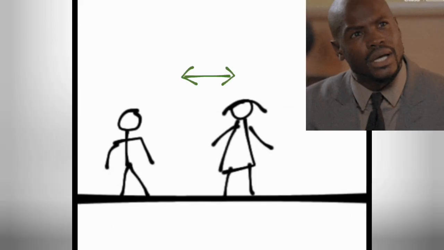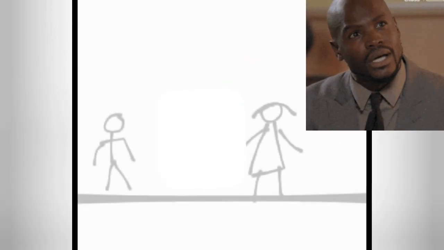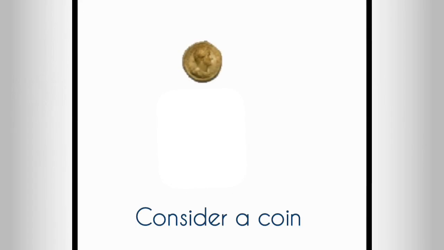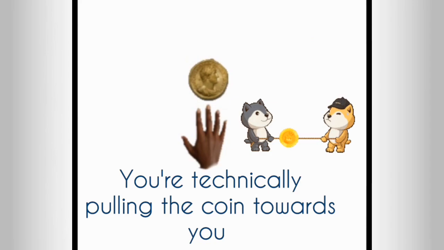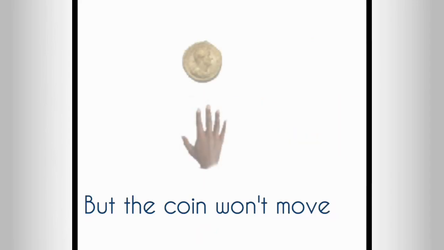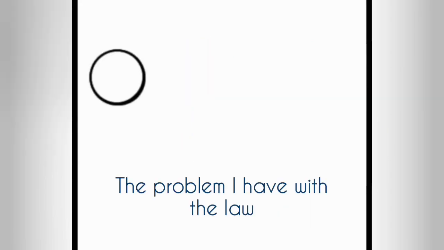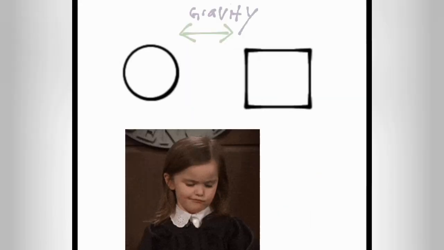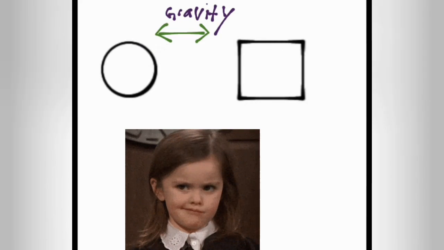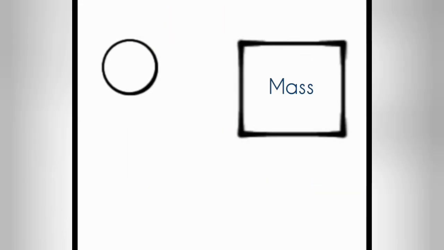This means when two people are standing near each other, they are actually pulling on each other with a gravitational force. Or consider a coin on a table. If you place your hand near it, you are technically pulling the coin towards you with your own gravity, but of course the coin will not move because your gravitational pull is weak compared to the Earth and some massive attraction. So the problem I have with the law is, it doesn't explain what caused the force of attraction between objects, but it explains the condition for attraction, mass and distance.